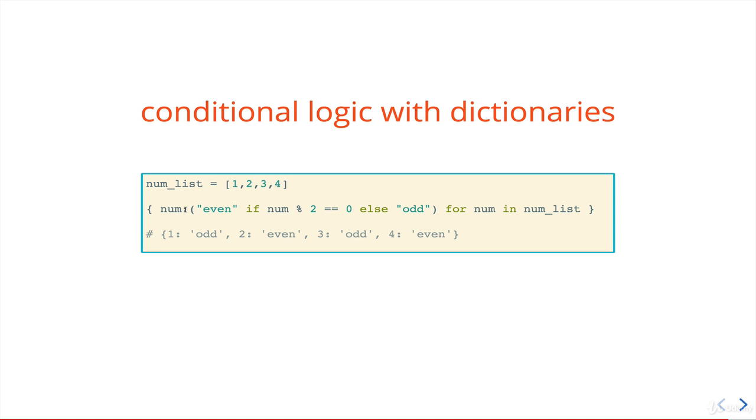We set num: so our key is just going to be the number. We could do something else here, but we'll just leave it at num: and then even if num mod 2 is equal to 0, else odd. So we're going to set the corresponding value to be even if it's even, no remainder when we divide by 2, otherwise set it to be odd. So let's check it out.